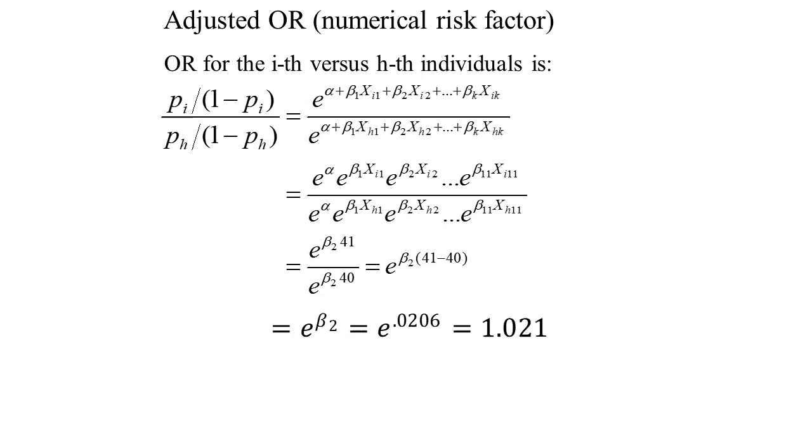Following the formula for exponential functions, this ratio becomes e to the beta 2 times 41 minus 40, which is 1, so we just have e to the beta 2. Beta 2 was estimated to be 0.0206, according to the logistic regression results, and e to the 0.0206 power is 1.021. So, it is estimated that a person has 2.1% higher odds of being self-reportedly unhealthy than someone who is 1 year younger if the two persons have the same profiles of gender, race/ethnicity, education, and marital status.